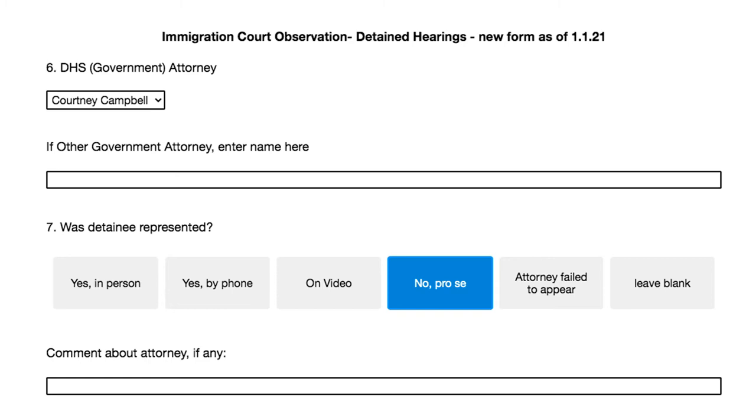There should be only one box marked regarding detainee representation. Pro se means the detainee represented themselves without an attorney. Fill in any comment listed about the attorney in the blank space below question 7.